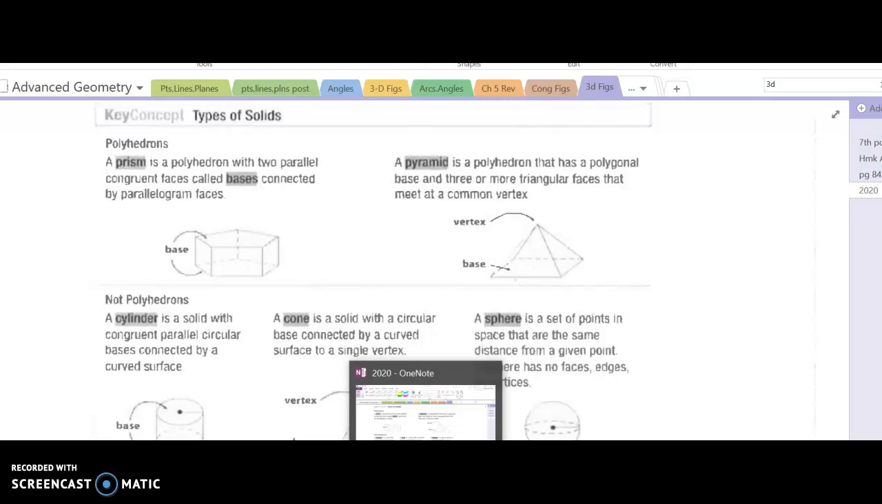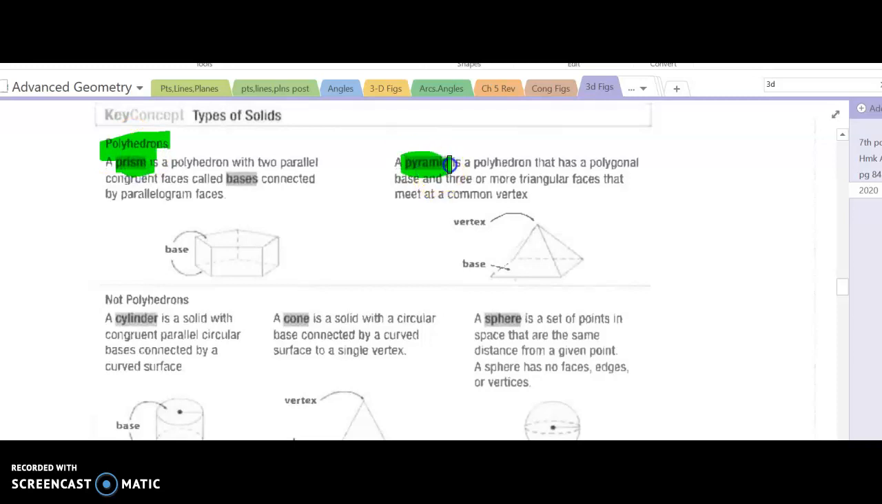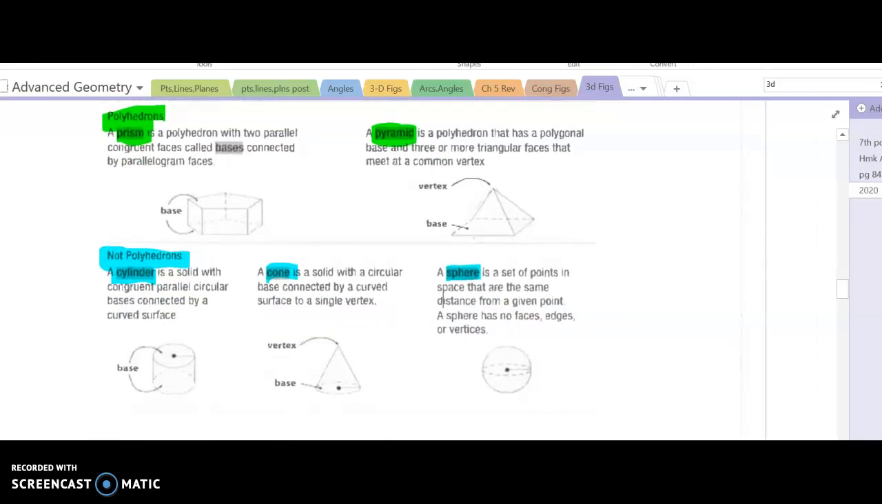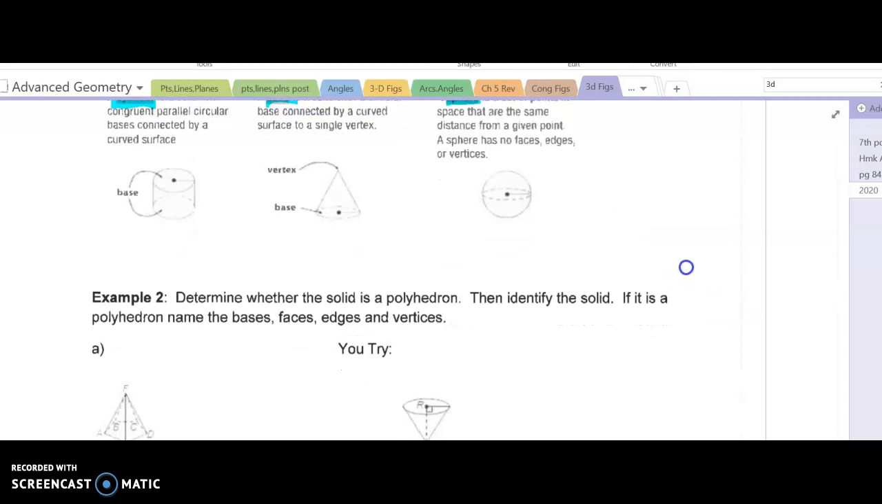Okay, so we were talking about the different kinds of solids. So we talked about the polyhedrons, where the prisms and the pyramids, and then we talked about that the non-polyhedrons are the cylinder, the cone, and the sphere. And I'm not going to read you the definitions of each of these. I think by now you probably know what these three-dimensional shapes are, but if you wanted to read the technical definitions, you certainly could.